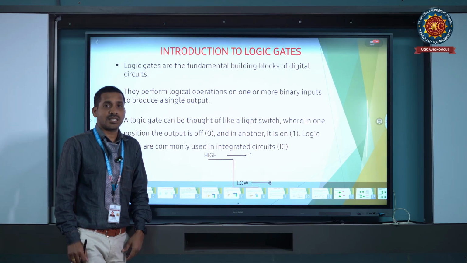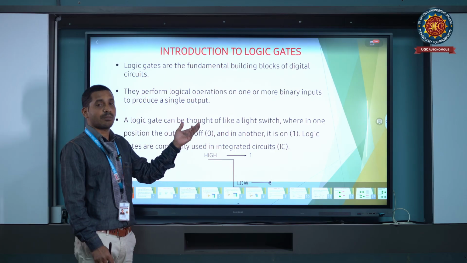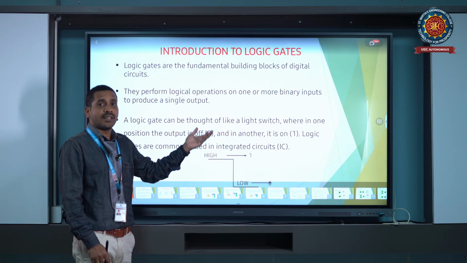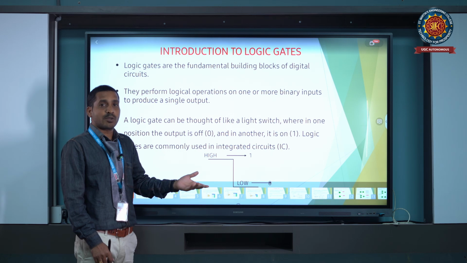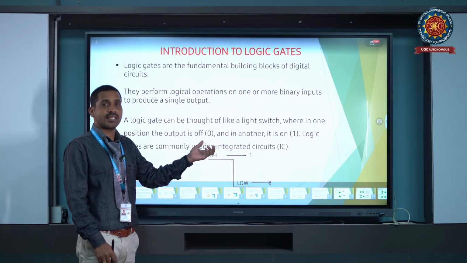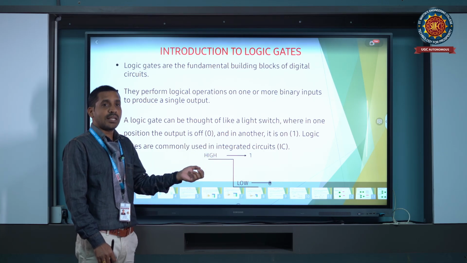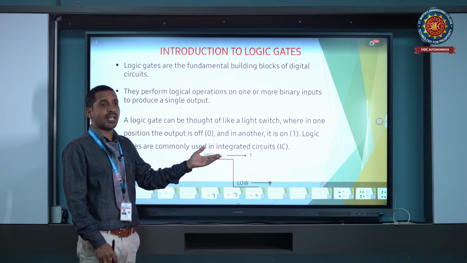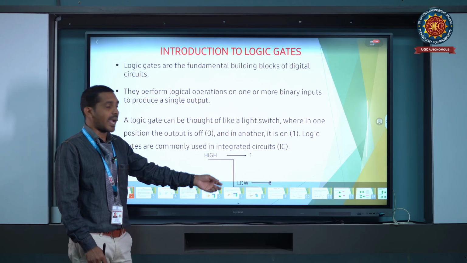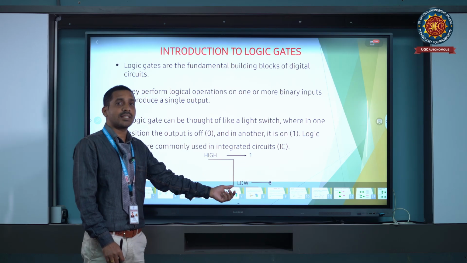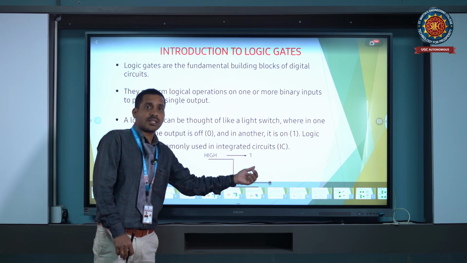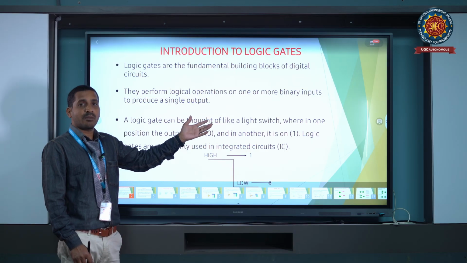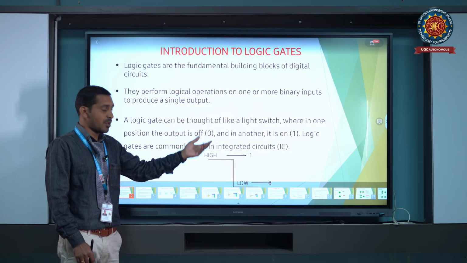So, introduction of logic gates. Logic gates are the functional blocks of digital circuits. They operate on two or more inputs and produce a single output. Logic gates can act as a switch. When the output is one, the logic gate is on. When the output is zero, the logic gate is off. In the diagrammatic and timing representation, the high level is represented as 1 and the low level as 0. So logic gates are basically the fundamental building blocks of logic circuits.